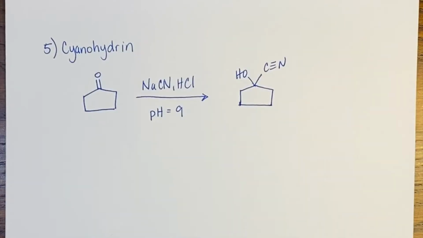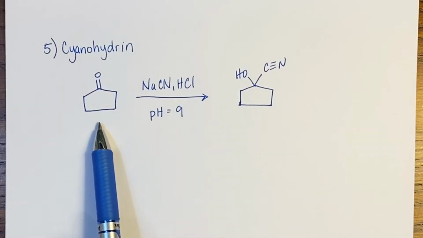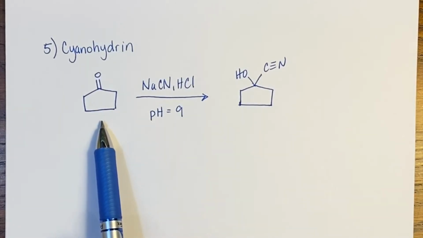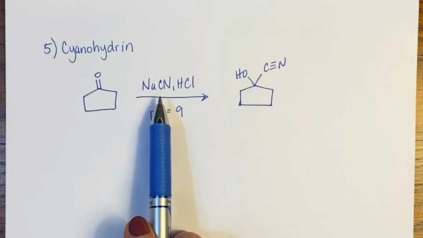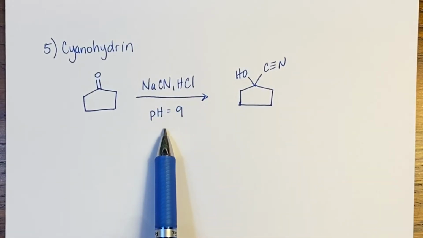The final reversible reaction that I have for ketones and aldehydes is the formation of a cyanohydrin in a reaction that looks like this. This is a reaction that takes place on a ketone like this one, or an aldehyde, in the presence of sodium cyanide, HCl, with a pH of 9. We need there to be a few protons present in this reaction, but overall a mostly basic reaction for safety.